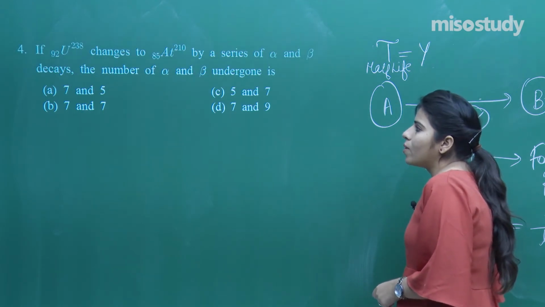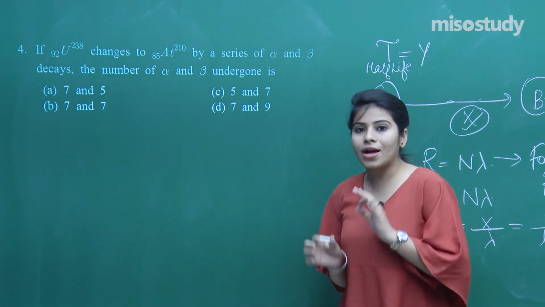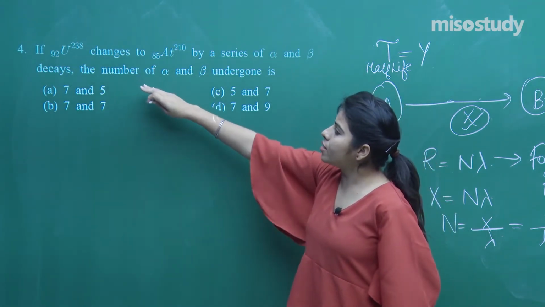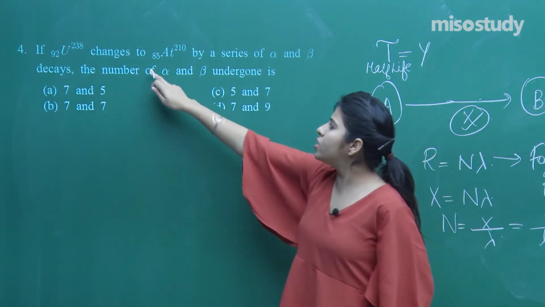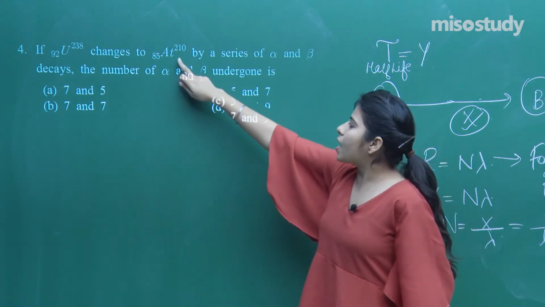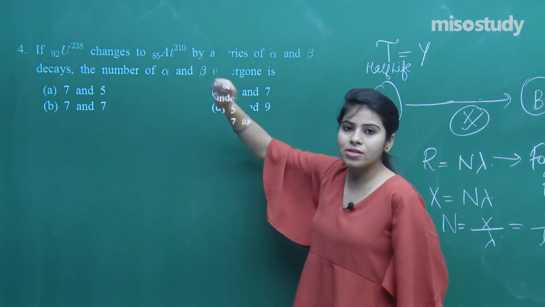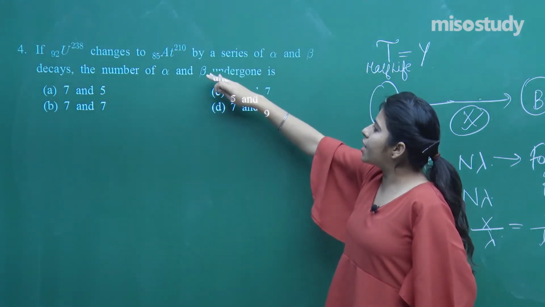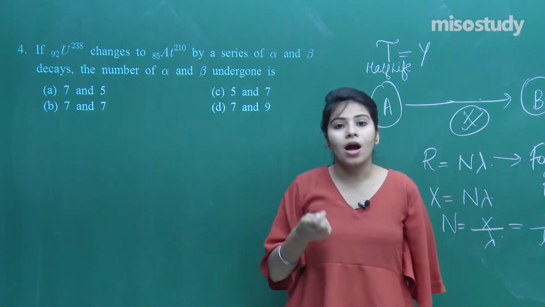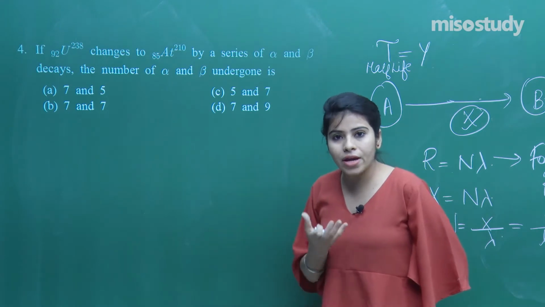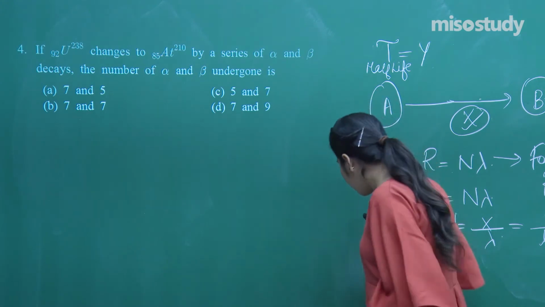Okay, so now in the next question I can see there is a question related to alpha and beta decay. Uranium-238, an isotope of uranium with atomic number 92, is changing to astatine, with atomic number 85 and mass number 210. It is decaying by a series of alpha and beta decays. So we have to tell how many alpha decays and beta decays there are in this process. Again, this is a very easy question.